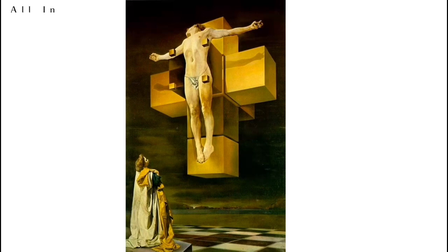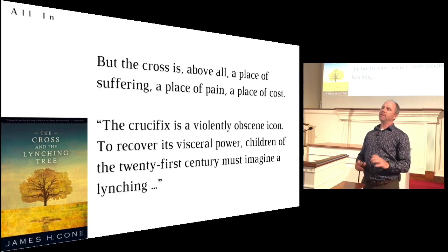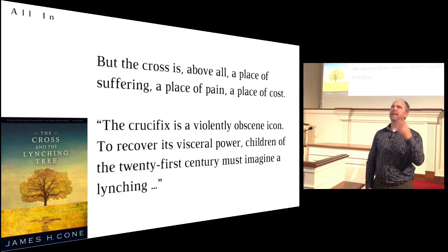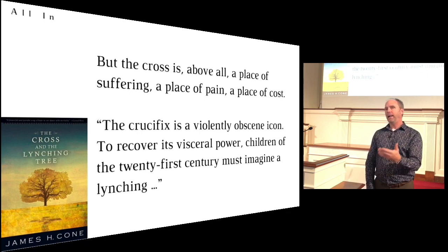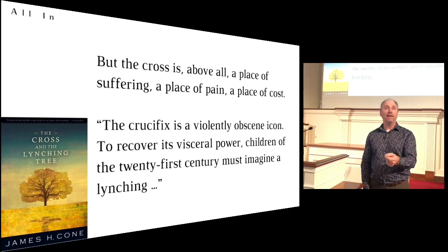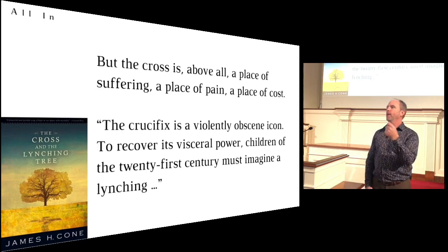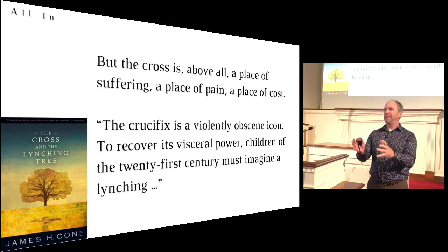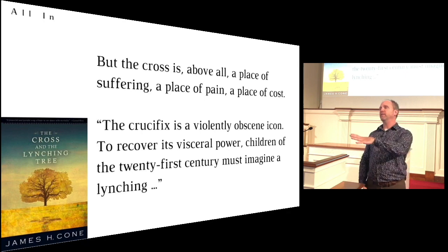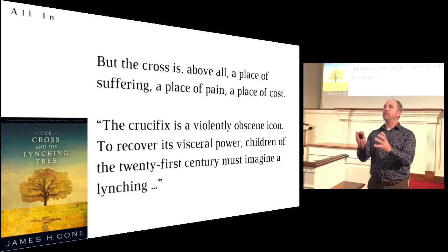There is a lot going on in this painting, but one of the things that is not going on is a sense of suffering, a sense of pain, a sense of cost, a sense of blood, a sense of death. And that's unfortunate because above all, the cross is a place of suffering, of pain, of cost, of blood, of death. And this is one reason why one writer, James Cone, in a book called The Cross and the Lynching Tree, has suggested that the lynching tree in American history, this place of death for many people of color between 1880 and 1940 in our own country, might be an appropriate contemporary image for us to use as we meditate upon the cross.